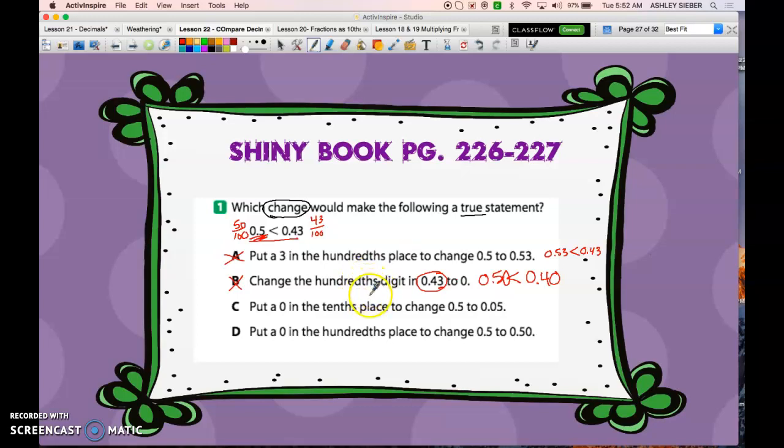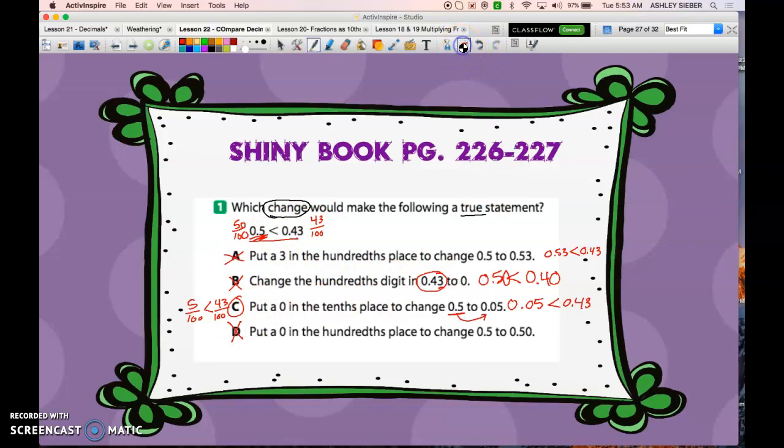Okay, which one did you choose? Okay, so if this changed to this, then my statement would read 0 and 5/100 is less than 43/100. Is that true? 5/100 is less than 43/100. Yes, C is true. Let's look at D. Put a 0 in the hundredths place to change 5/100 to 50/100. So again, we already know that 50/100 is the same as 5/10, and we already talked about that, so D is incorrect.